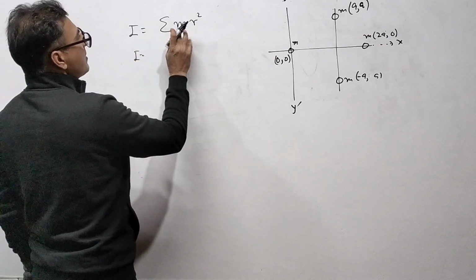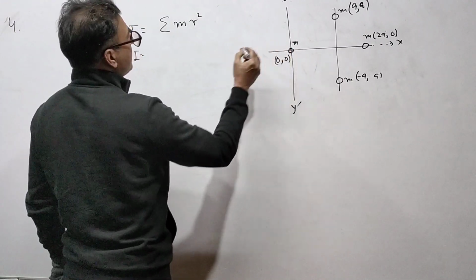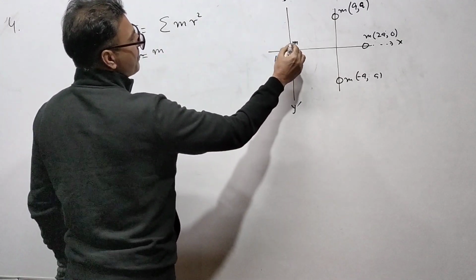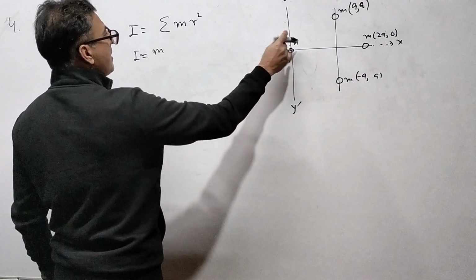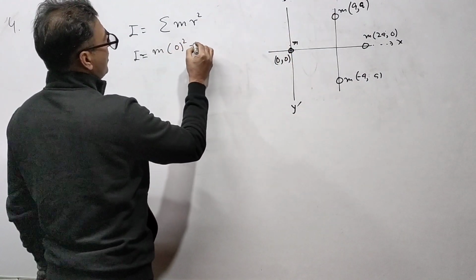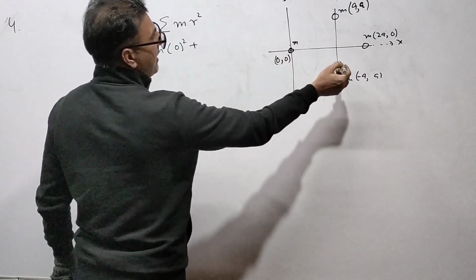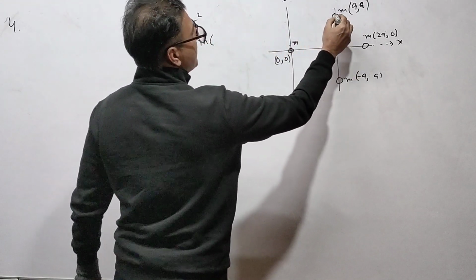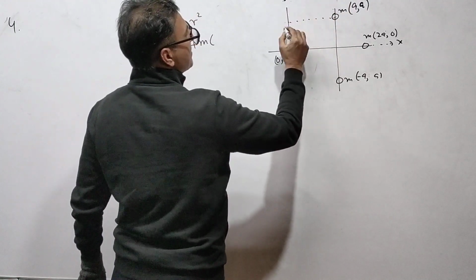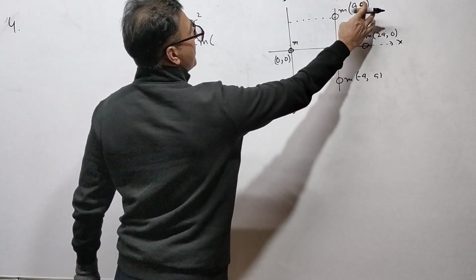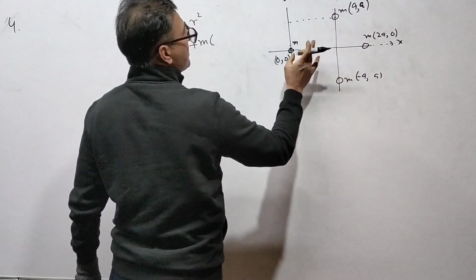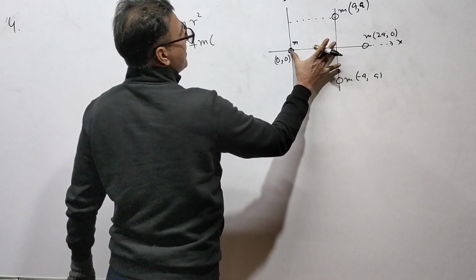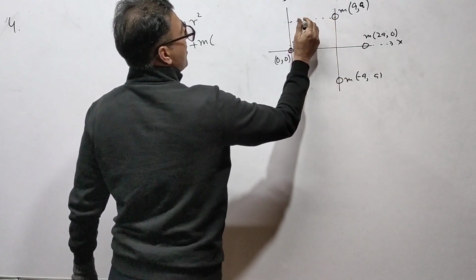So I equal to, what is the mr square for this? M is m, because its mass is m. What is r? How much away is it from this axis on which it lies? 0. Plus, summation means plus. Second m. Okay, let's take this m. How much away is it from the y axis? It is x coordinate, that is a. So it is this distance. It is the x coordinate.